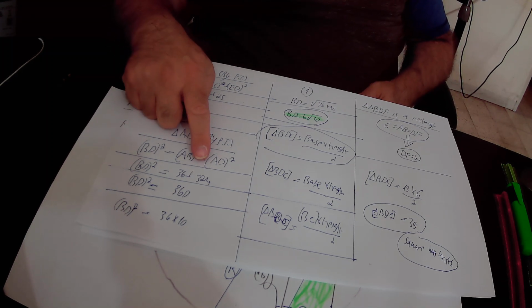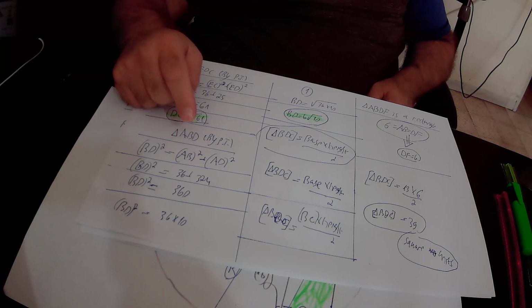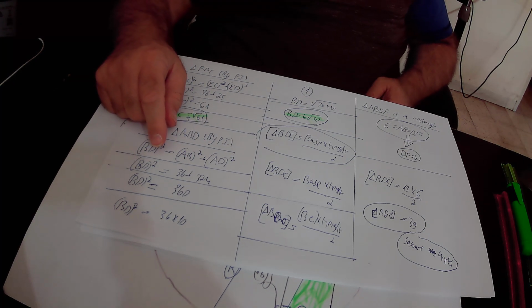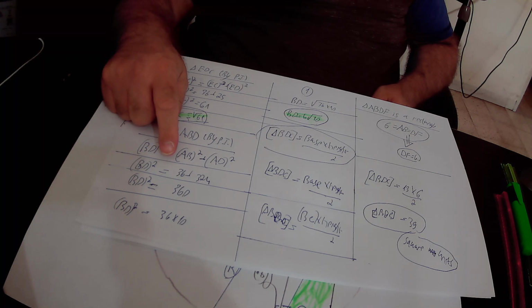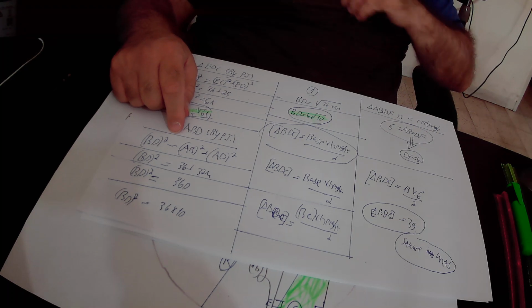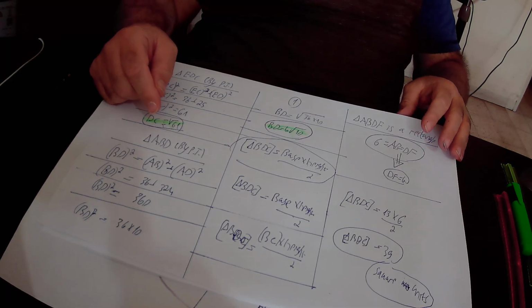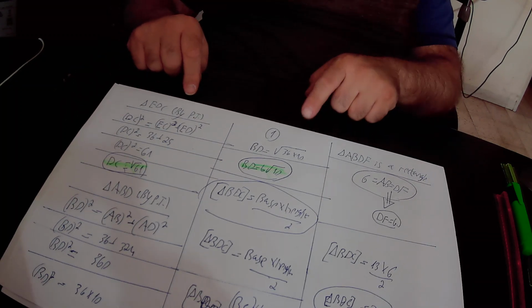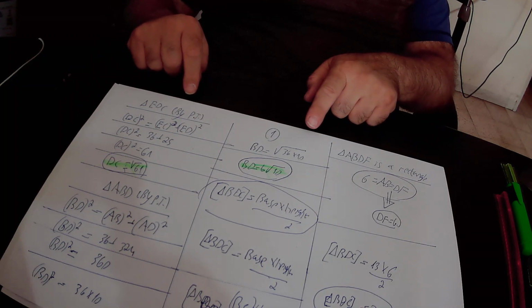36 plus 324 is 360. So we found out that BD square equals 360. Then we substituted 360 by 36 times 10. And then we took a root out of this equation. And we found out that BD equals the square root of 36 times 10.